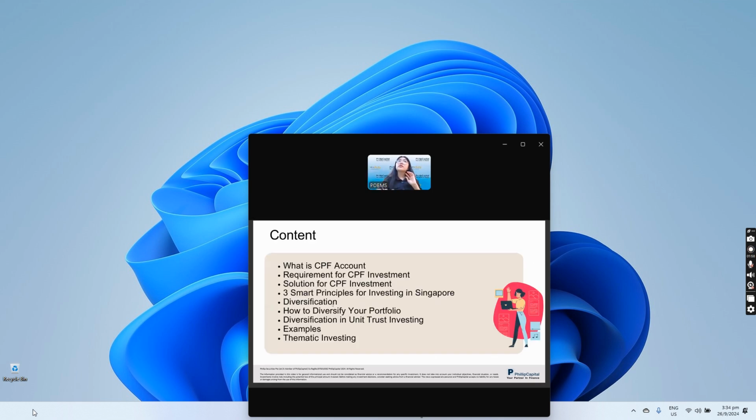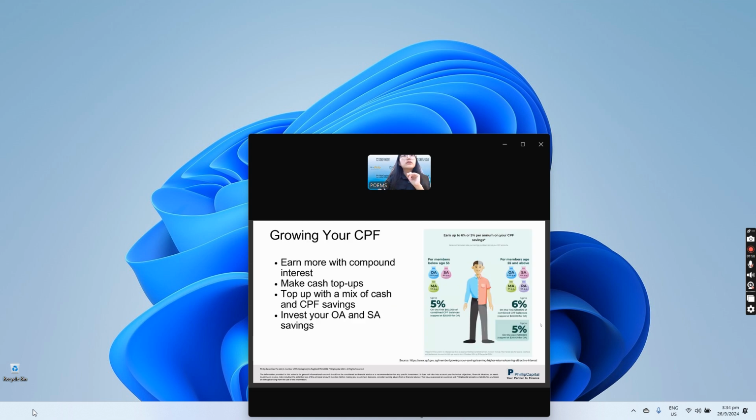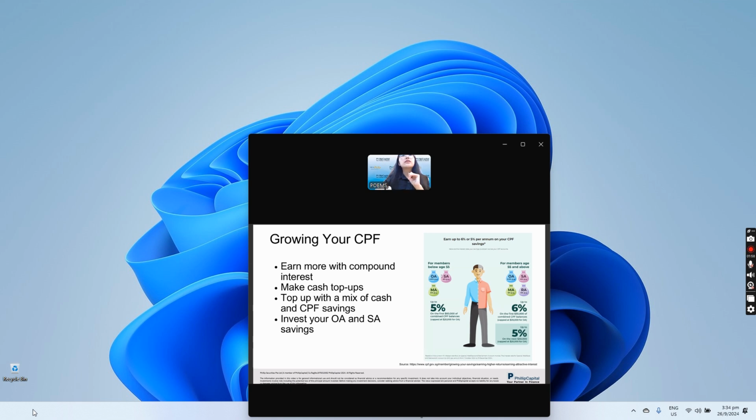In short, our sessions will be separated into two sections. In the earlier session, I share more on CPF requirements and solutions, and in the second part, I share more on unit trust. I think you can explore the interest rate for the OA. Why do I put OA this today? We focus more on OA because if your money is put inside OA, they only give you 2.5% interest rate. So if you do your investment using OA, it is easier to beat this 2.5%.